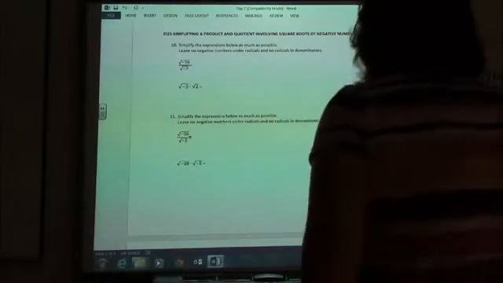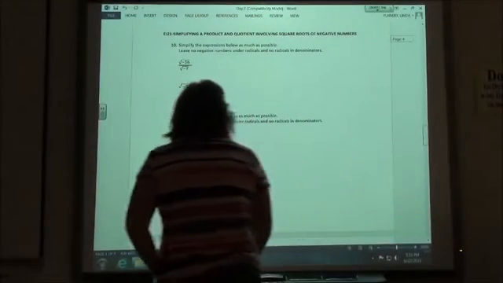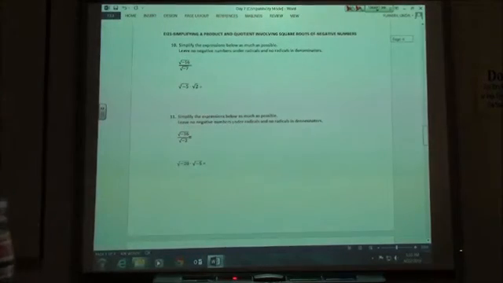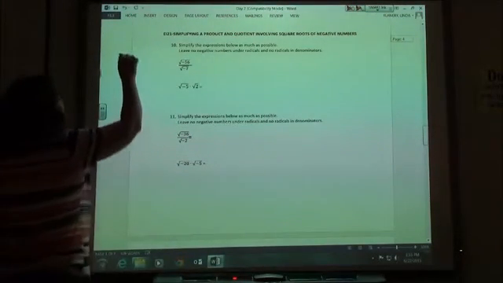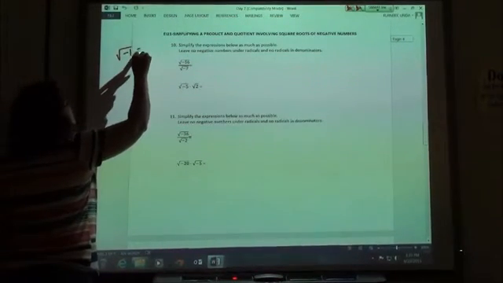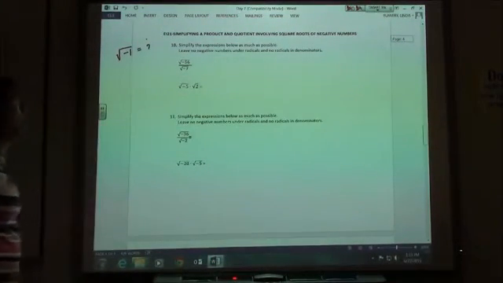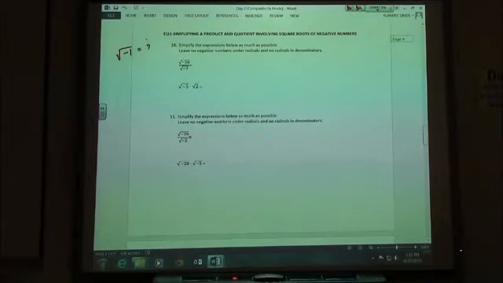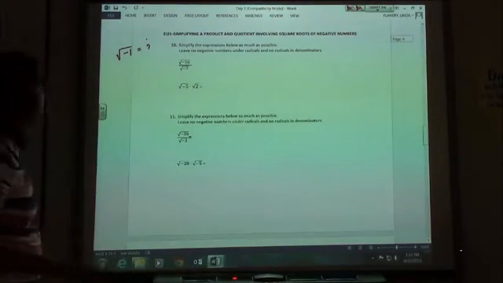The next ones, we are simplifying the product and quotient involving square roots of a negative number. Way back many years ago, some guy named Euler decided that the square root of -1 would be equal to the imaginary number i. And if he could use an i for the square root of -1, he could do a whole lot more math.